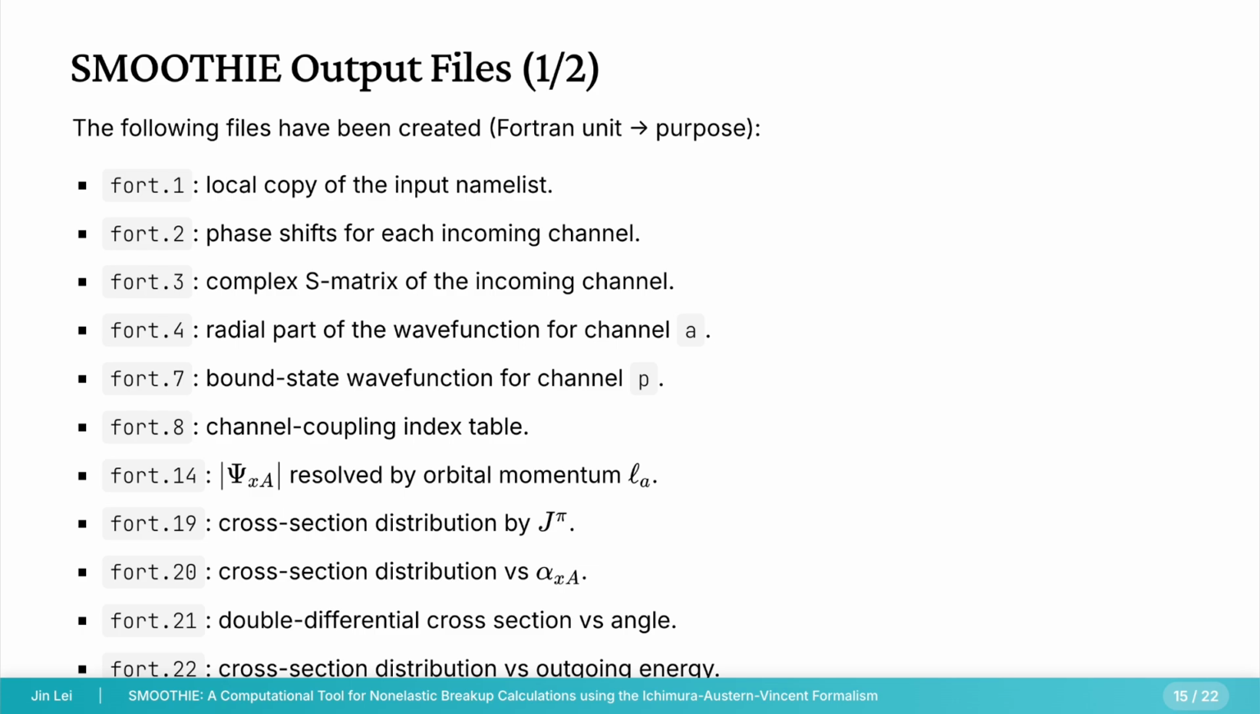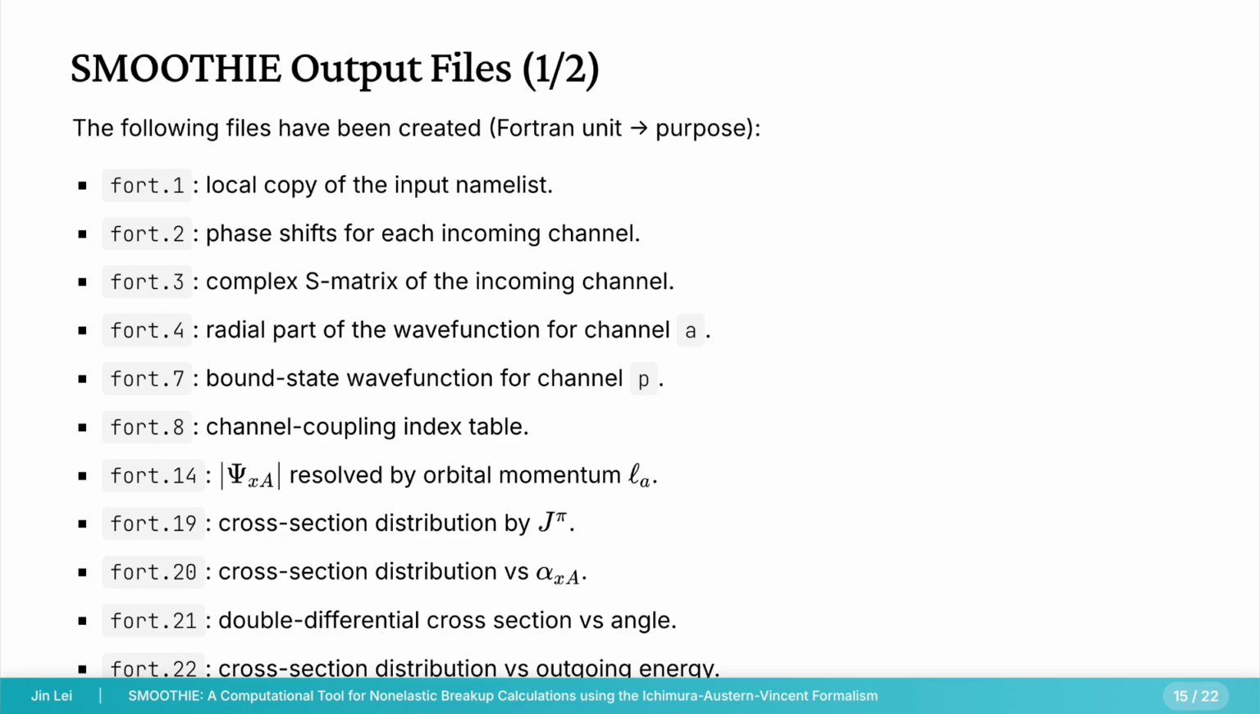From inputs, we move to outputs. This slide, Smoothie Output Files, 1 of 2, lists the files by their Fortran unit numbers. 4.1, a local copy of the input namelist. 4.2, the phase shifts for each incoming channel. 4.3, the complex asymptotics of the incoming channel. 4.4, the radial wave function for the projectile channel. 4.7, the bound state wave function for the bound pair. 4.8, the channel coupling index table.